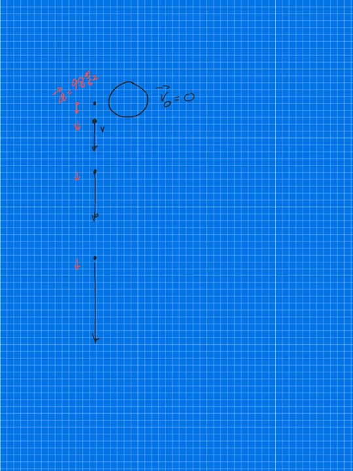Okay? And then maybe I'll draw some graphs. I'm going to make down the positive direction. Okay? That means my accelerations and my velocities are all positive. So my velocity graph would look like this, right? And my acceleration graph is even simpler to draw. It would just look like this, right?